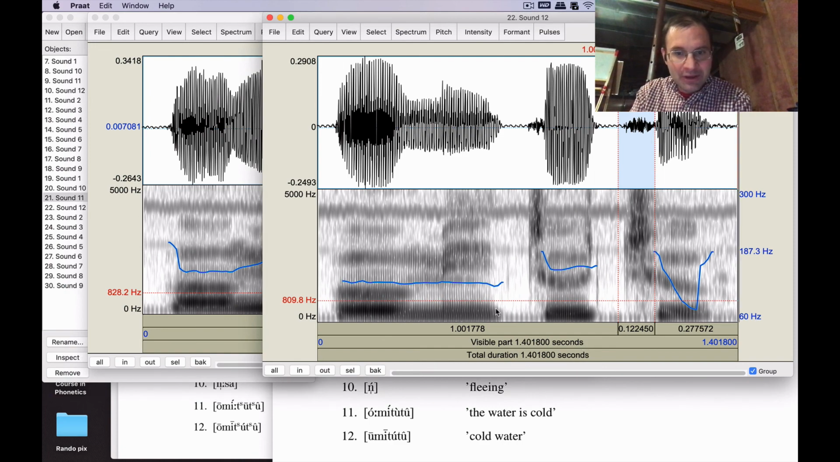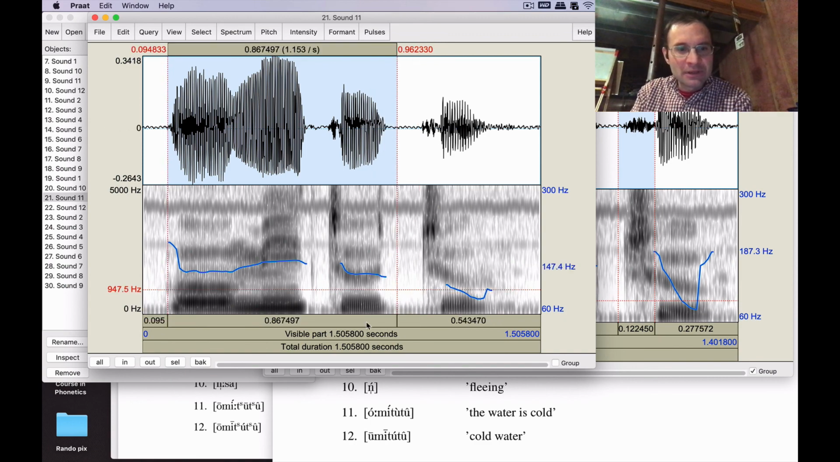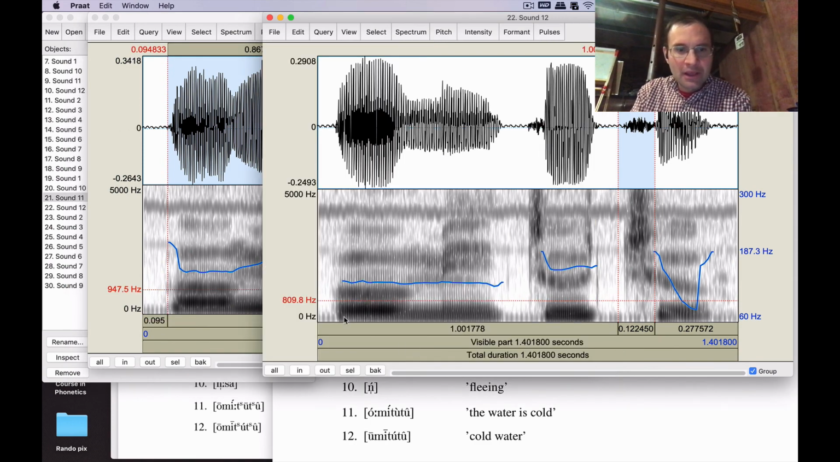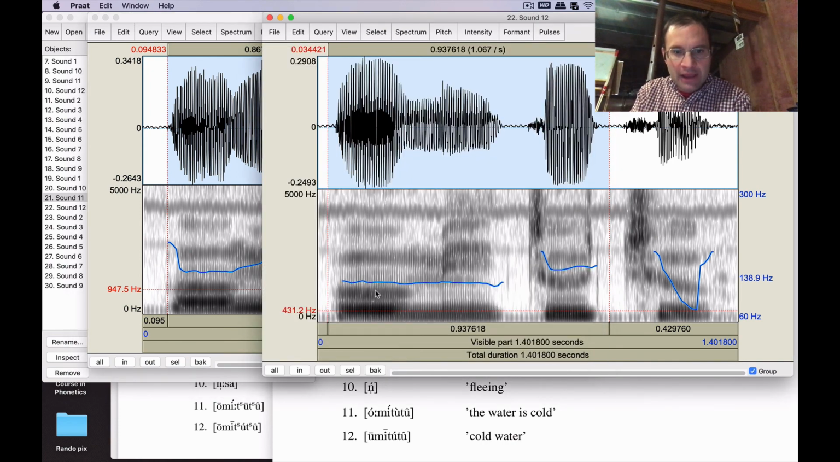Omi tutu. So you can see that difference pretty easily in the first 3 syllables. This is mid, high, mid. Omi tutu. And this is mid, mid, high. Omi tutu. And this is the falling at the tail end, which is basically the same. Yeah, so that kind of works out.